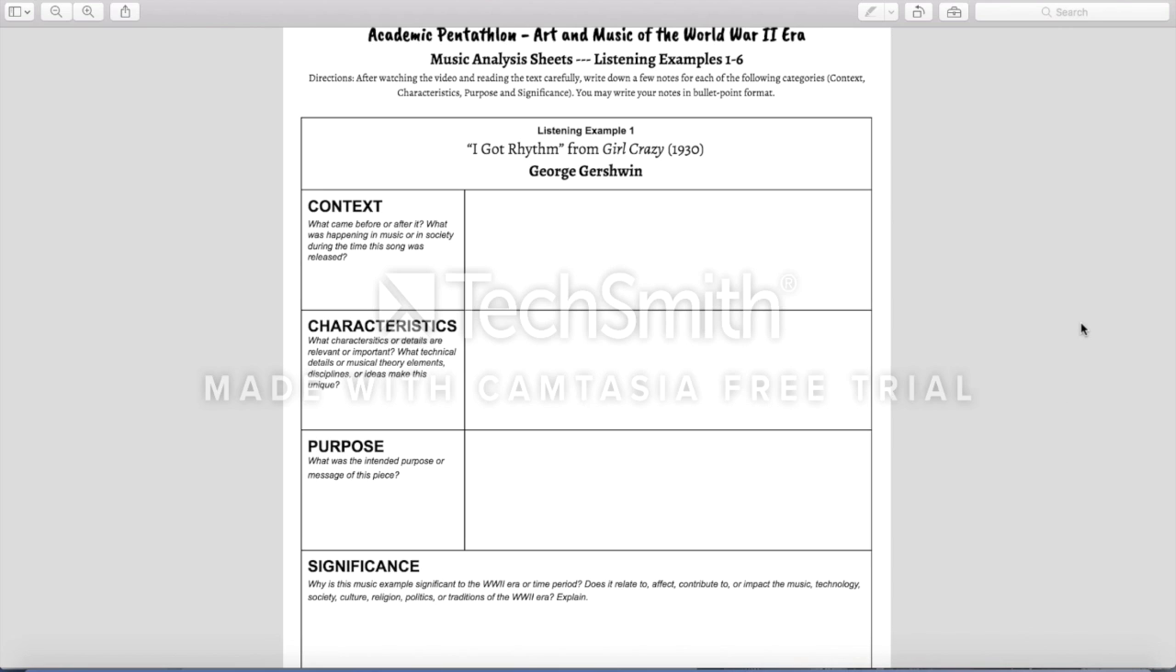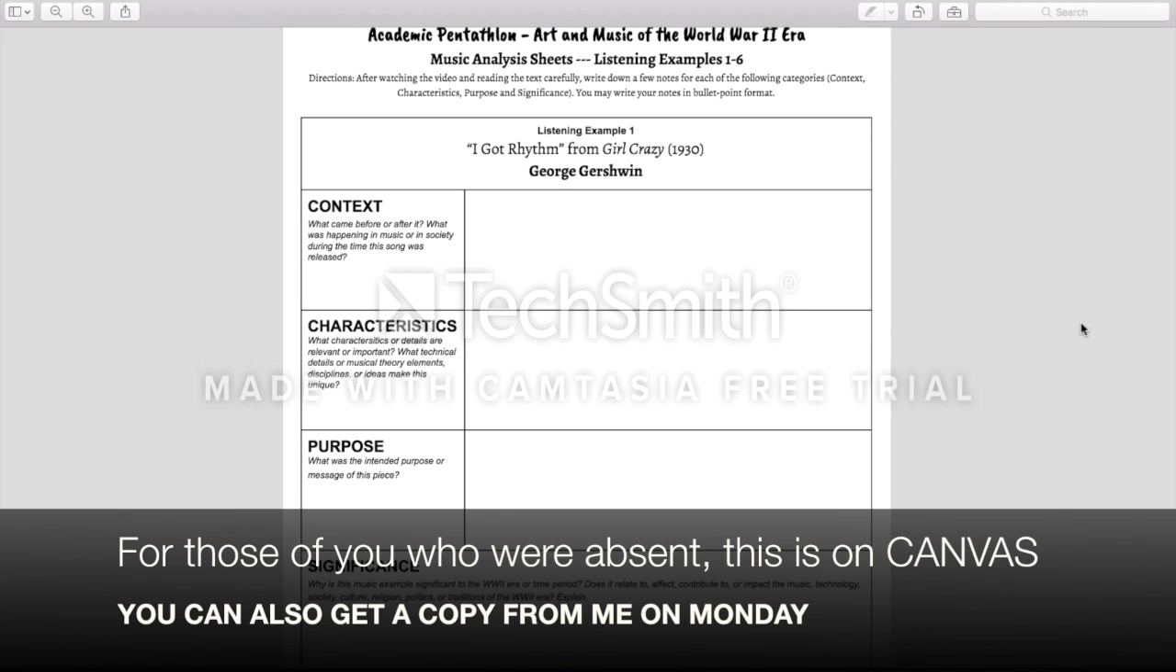This is the music analysis sheet. All you have to do for examples 1, 2, and 3 is explain the context. What came before or after it? What was happening in music or in society during the time this song was released? Characteristics. What characteristics or details are relevant or important? What technical details or musical theory elements, disciplines, or ideas make this unique? Purpose. What was the intended purpose or message of this piece?